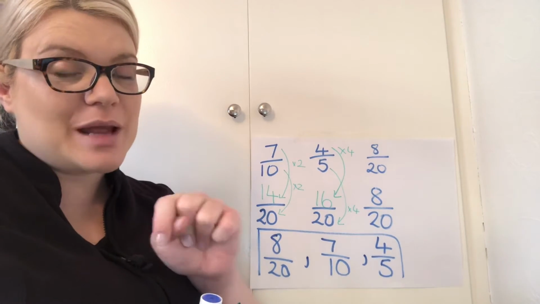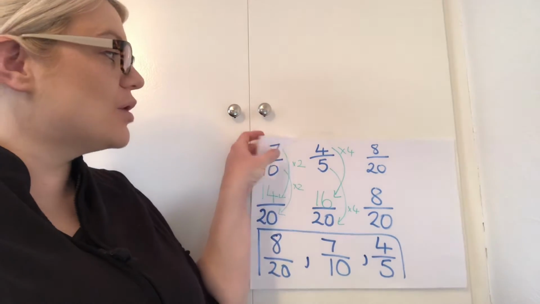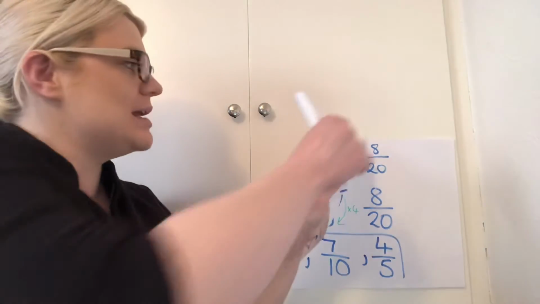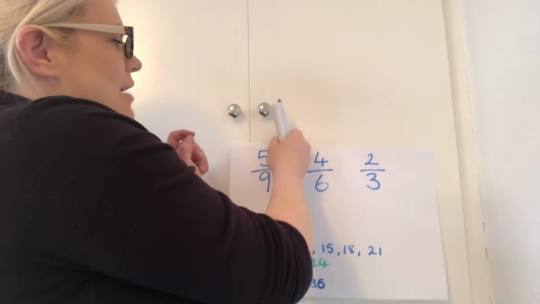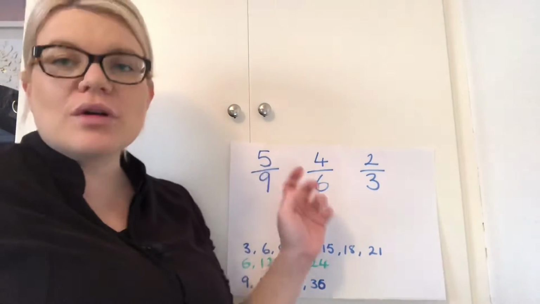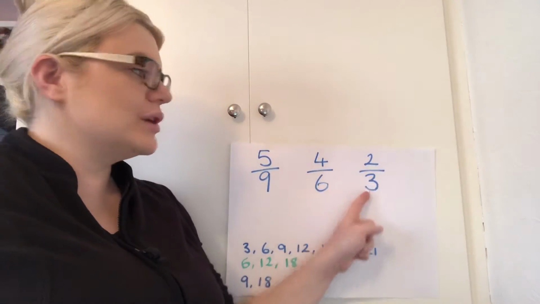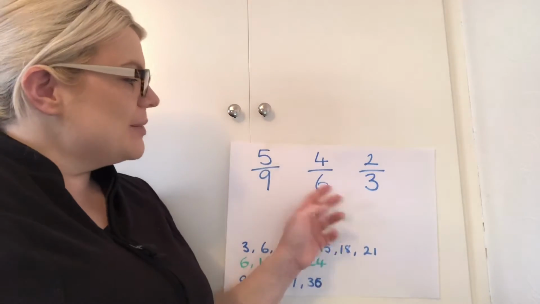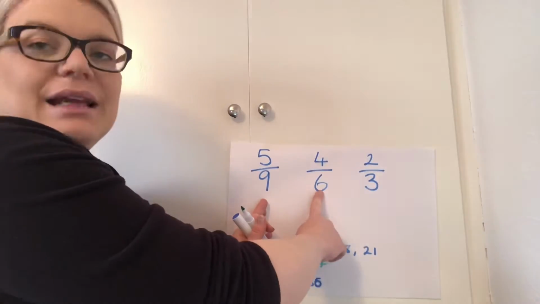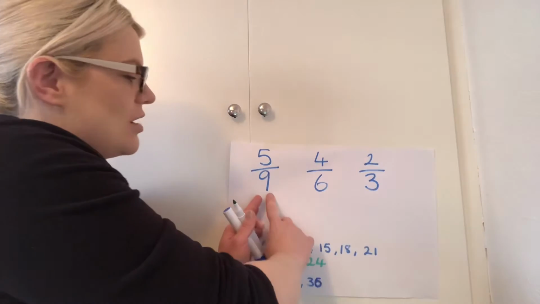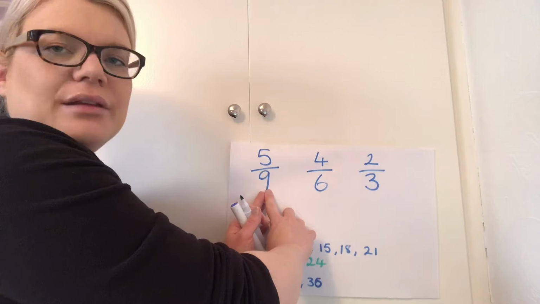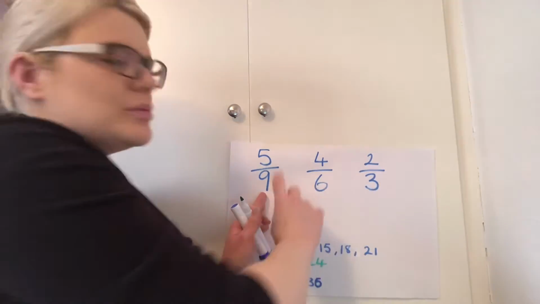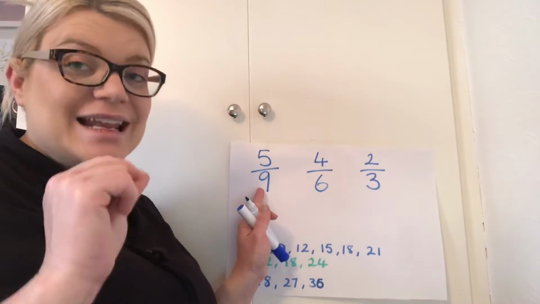But this next piece of paper that I'm going to show you might have caused you a little bit of confusion. Okay, sorry, it's a bit noisy. So have a look at this one. Okay, I have 5/9, 4/6 and 2/3. You might be able to see a link between 3 and 6, and you can see a link between 3 and 9. And you might think, but hang on a minute, there's no clear link between 6 and 9. Okay, so sometimes you have to think a little bit more.